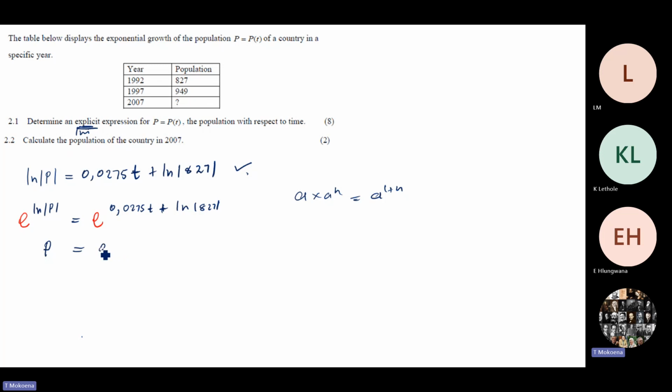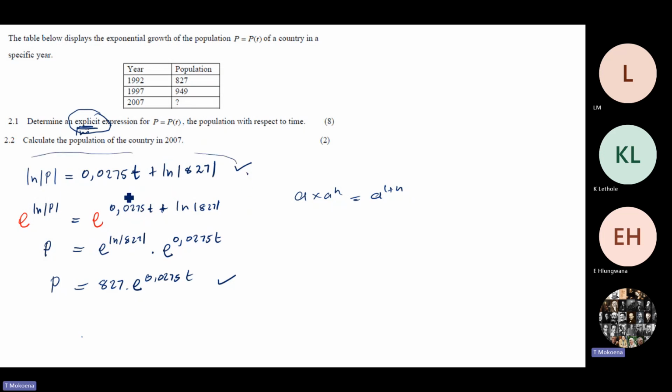So this is the same as e to the power of ln 8 to 7 multiplied by e to the power of 0.0275 t. And therefore P will be equal to how much? e to the power of ln of this 8 to 7, we're going to have 8 to 7 multiplied by e to the power of 0.0275 t. Therefore, this will be your final answer explicitly. This will be your final answer implicitly.